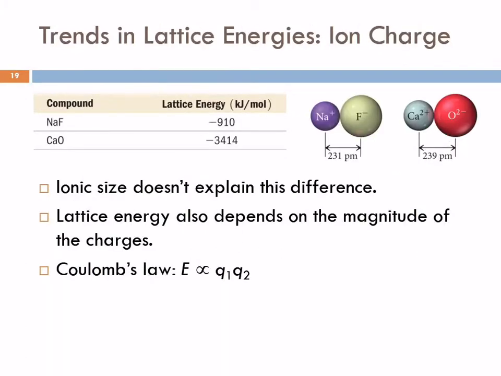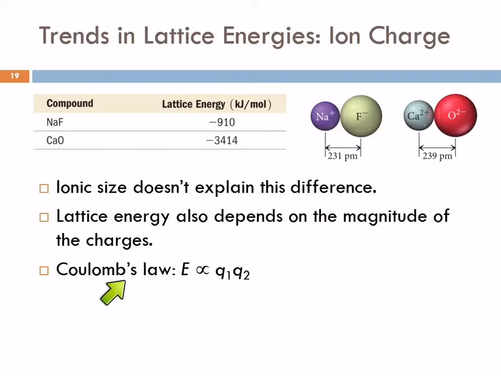We also see a trend with ion charge. So let's compare sodium fluoride and calcium oxide. And we're comparing these because of similar sizes. So this one has a bond length of 231 picometers. This one's 239. Very similar. Based on a trend in atomic size, we would expect these lattice energies to be the same. But we see that the lattice energy for calcium oxide is much larger.